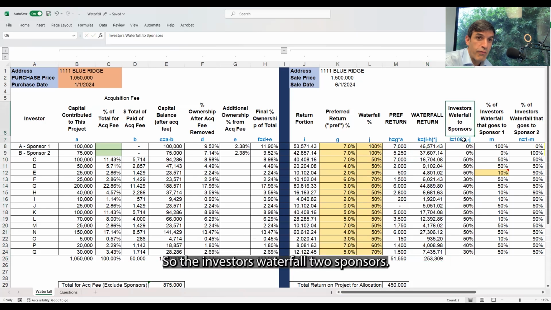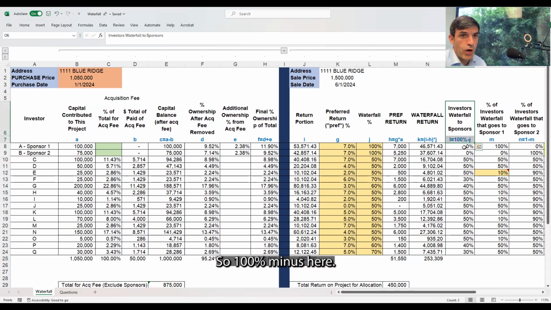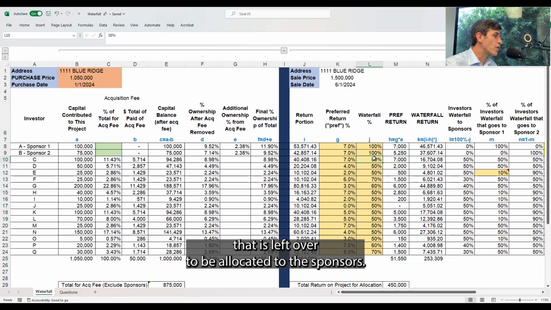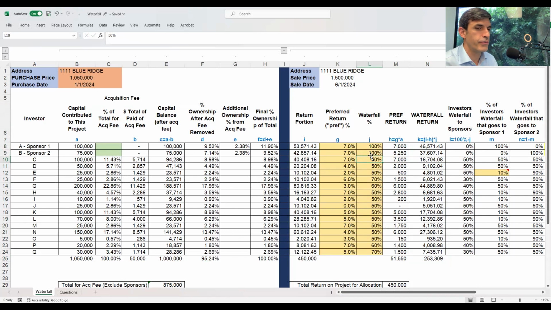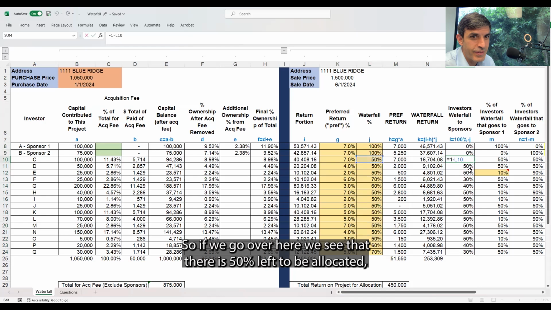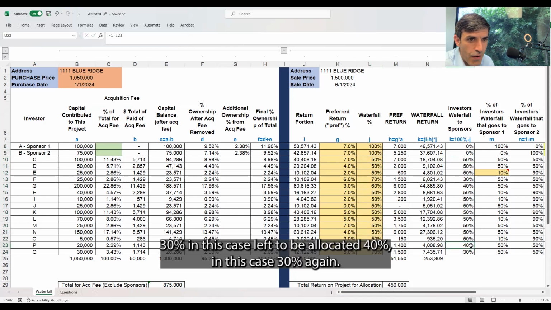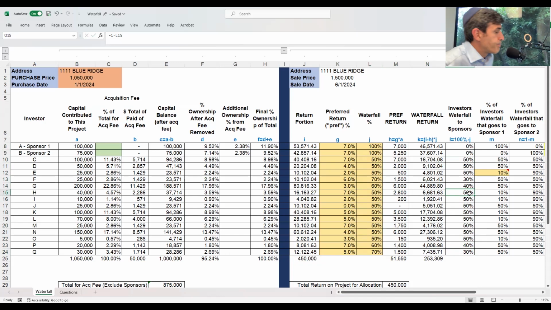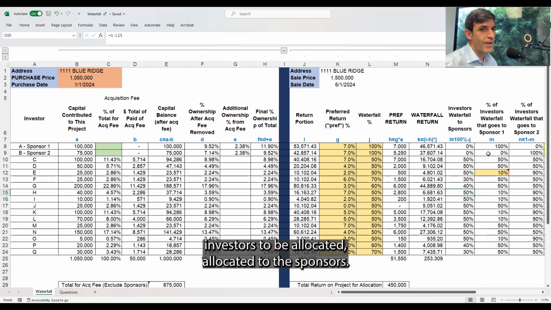So the investors' waterfall to sponsors, right? So 100% minus that. Is there any waterfall percentage that is left over to be allocated to the sponsors? So not for the two sponsors, but for everybody else, there is. So if we go over here, we see that there is 50% left to be allocated, 30% in this case left to be allocated, 40% in this case, 30% again. So these are all the percentages of the waterfall that are left over from the investors to be allocated to the sponsors.